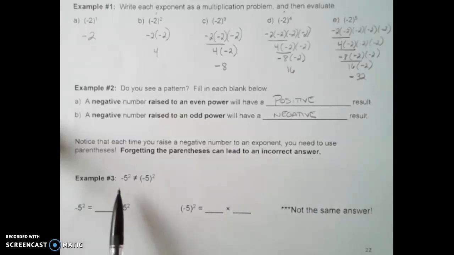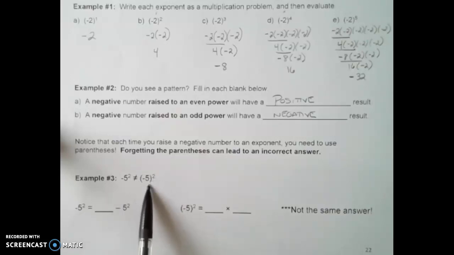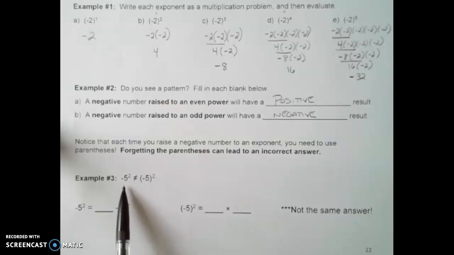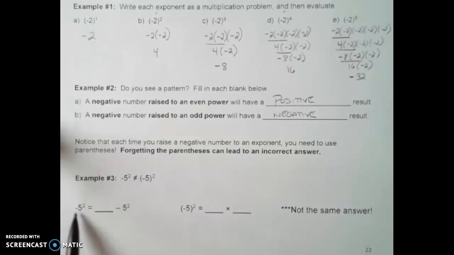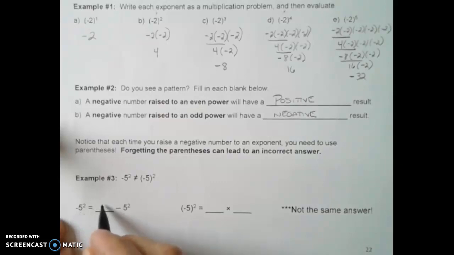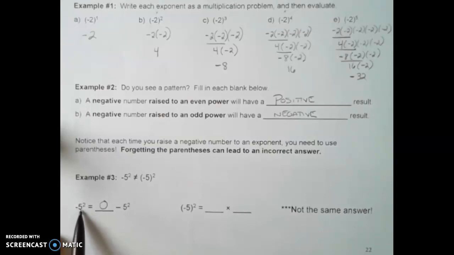In example 3, notice how these two look similar, but there's one slight difference. On the right, -5 is in parentheses, and on the left, -5 is not in parentheses. These two are not equal to each other. If we take a look at the left expression, -5 to the second power, what this means is 0 minus 5 to the second power. -5 without the parentheses to the second power means to do 0 minus 5 squared.